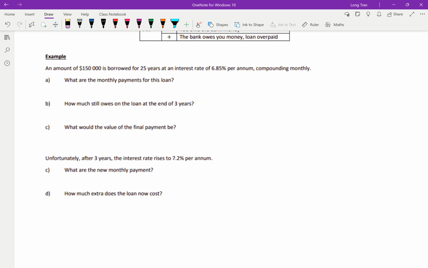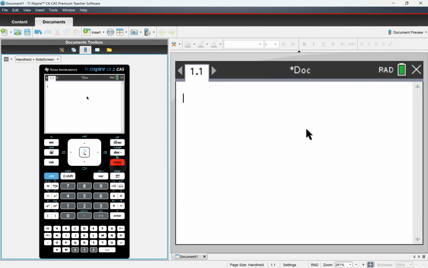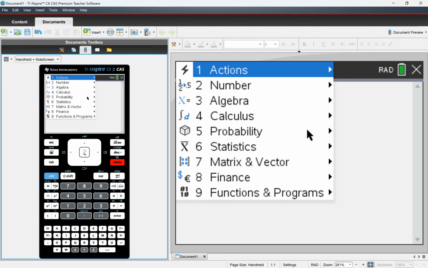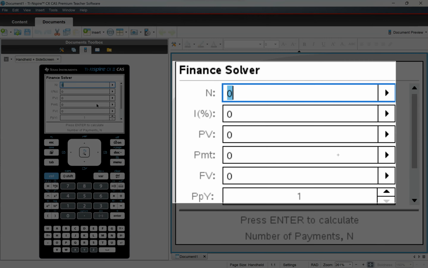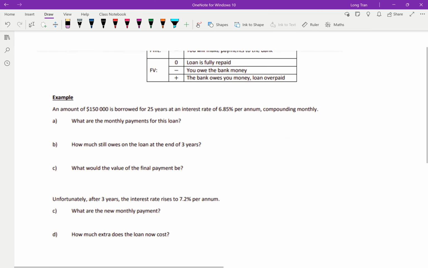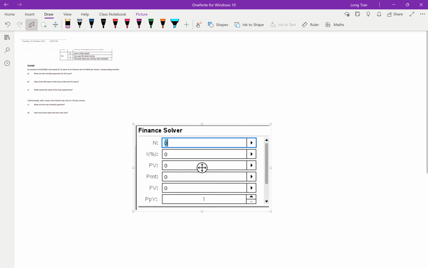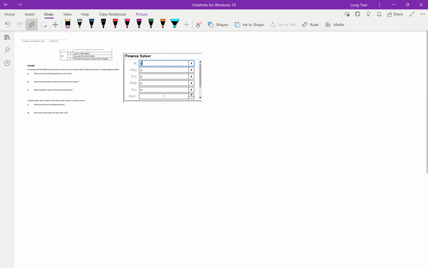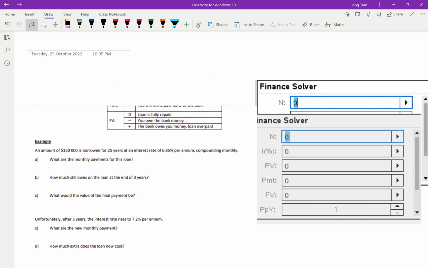PV in the financial solver, I'm just going to clear this page here. We're going to go to menu and where is it again? Finance solver. And I'm just going to screenshot this so we can talk about what each and every one of these means. When you're dealing with this type of question, or in general, what you need to understand is that it matters which one is going to be negative and positive for your solving problem.